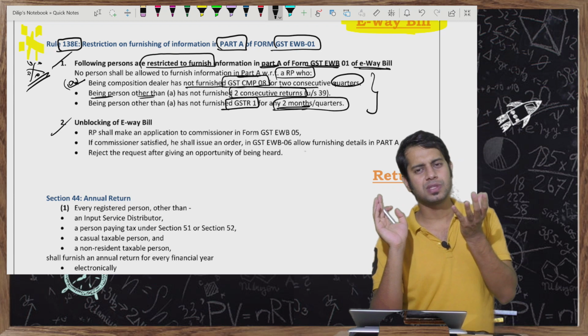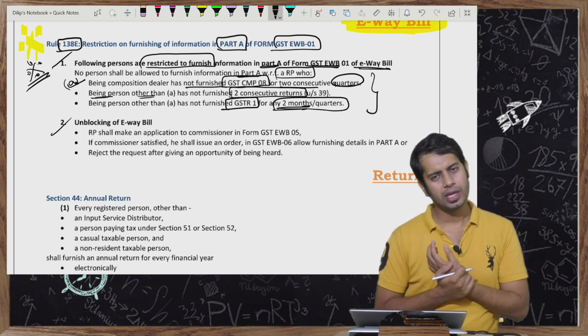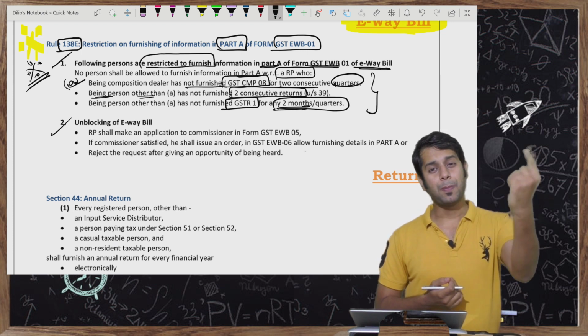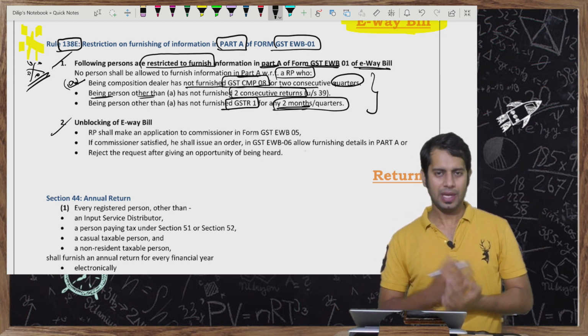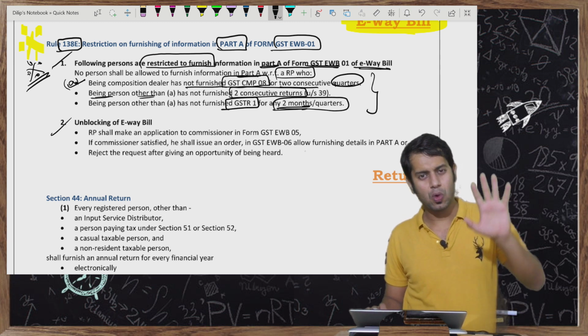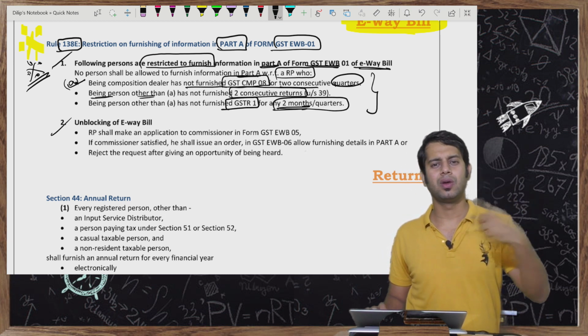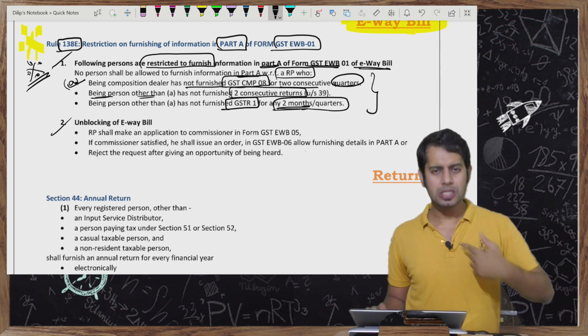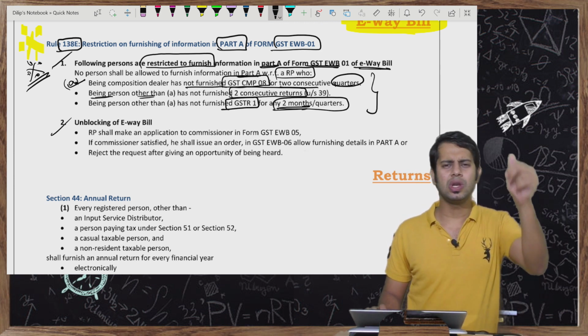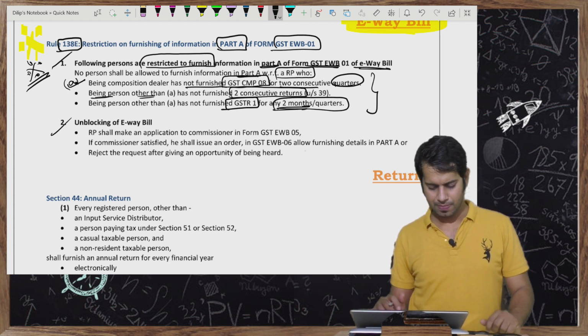If you purchase from someone and the value is more than 50,000, the supplier is required to generate an e-way bill. That supplier will not be able to generate it in my name. Why, sir? The portal will tell the supplier, this person is not filing the return. Why are you sending goods to him? I will not allow you to send the goods to this person.